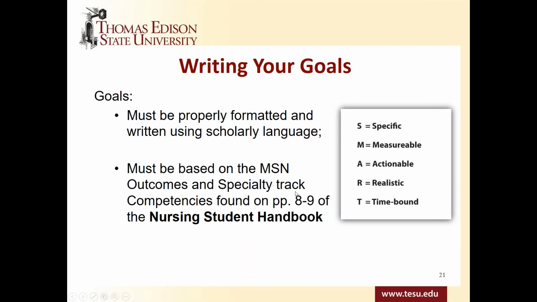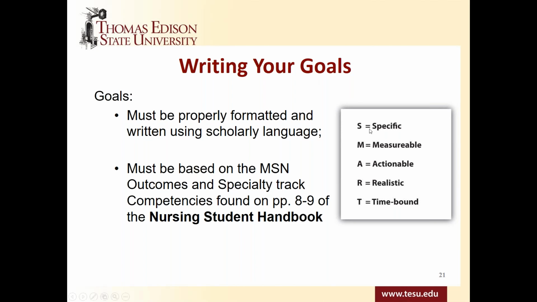So again, writing your goals that are required for that Part B form, they must be properly formatted and written using scholarly language. If you're having some trouble formulating those goals, using the MSN outcomes or referring to your specialties can be very helpful, and they are found on page 8 and 9 of the Nursing Student Handbook, which is available to you on the website as well.